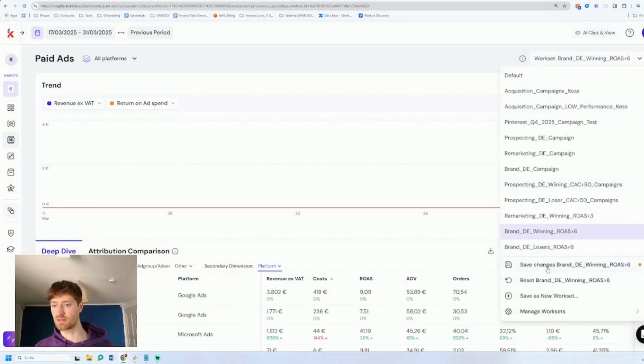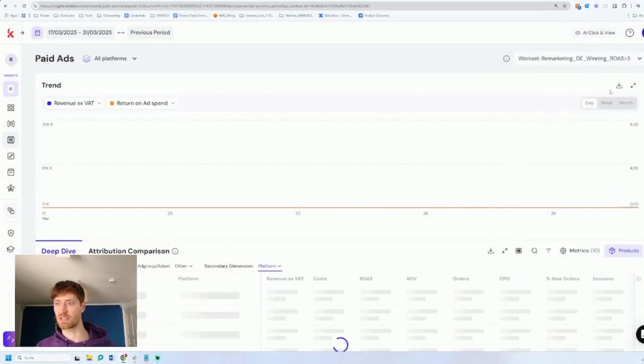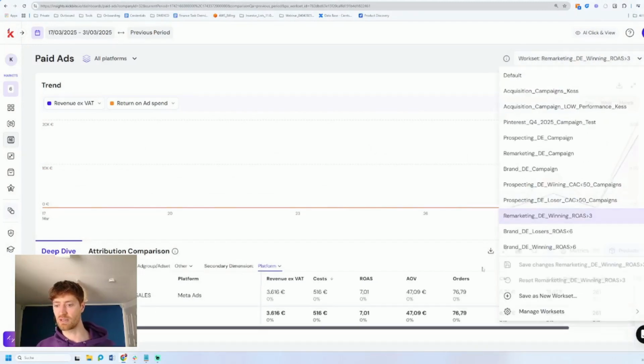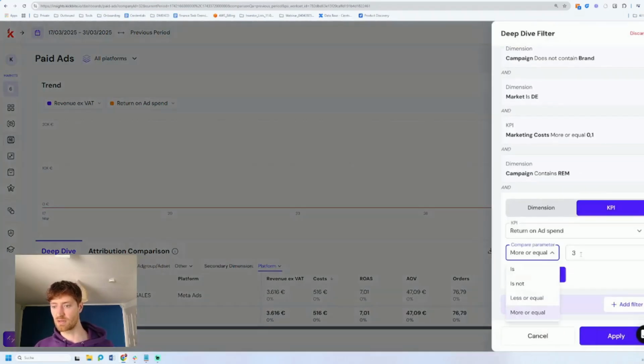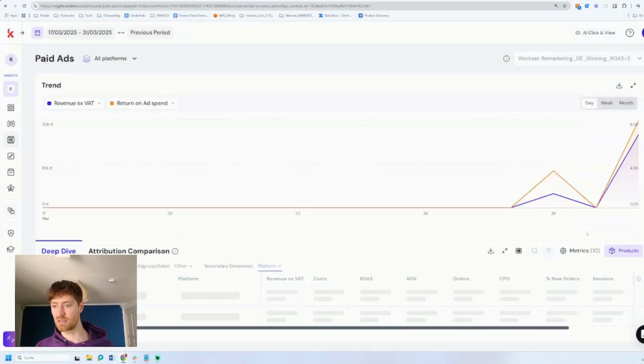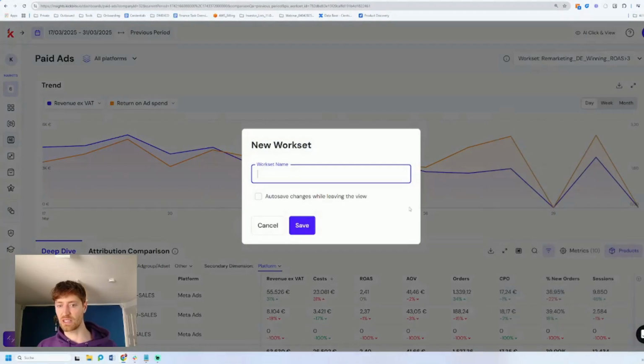Yes, save changes. Now we go to remarketing and get our losers. Less or equal to 3. And we save the last one so that we have this done as well.